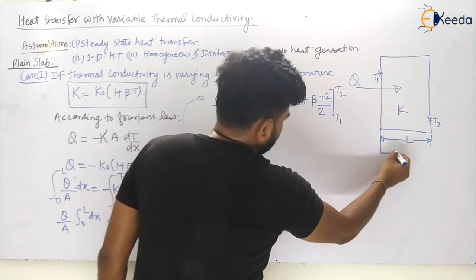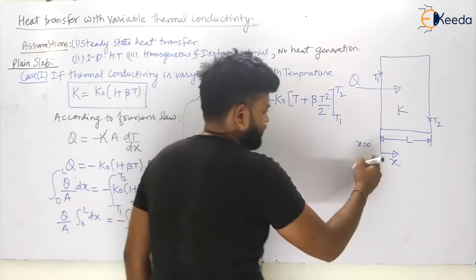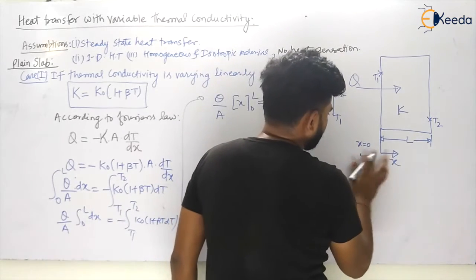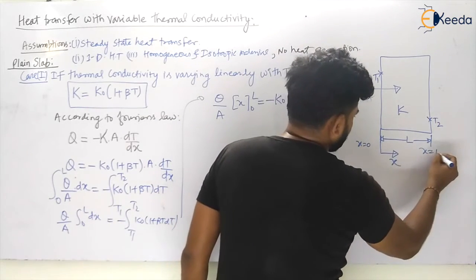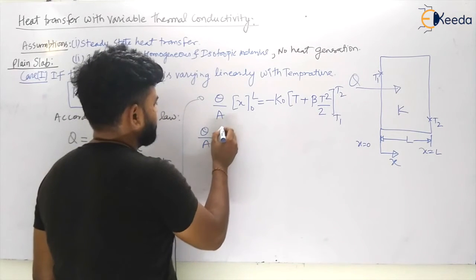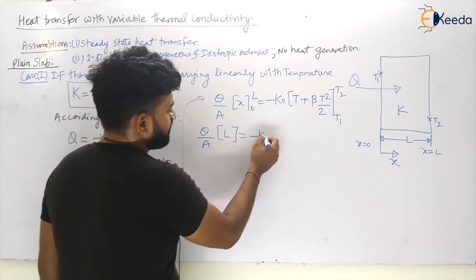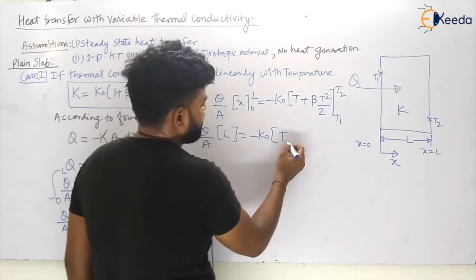Because in this direction there is x, this is x equal to 0, and that is at x equal to L, at the right face. So this will become Q by A into L only, okay, minus K naught T1.